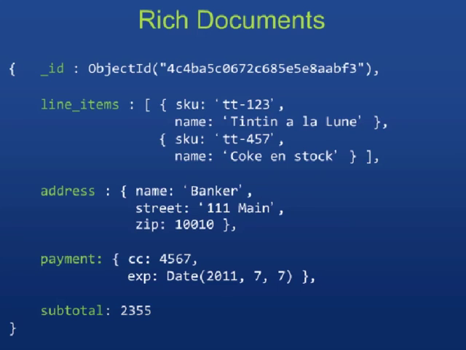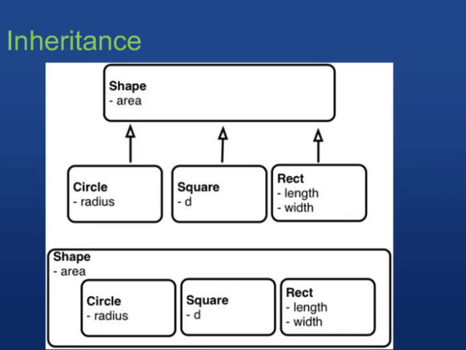So now, let's look at some of the common data patterns we see and how we actually go about modeling these in MongoDB. So inheritance, right? We take it for granted. We use it all the time in any object-oriented programming language. And you typically are doing things like this.